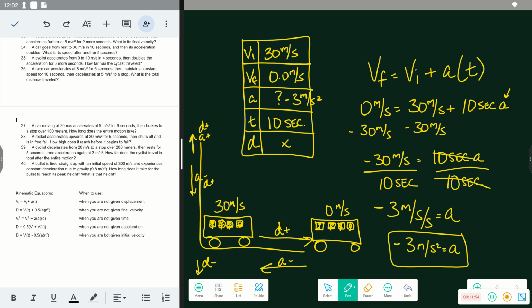No, I was going to ask, in the first problem, we multiplied A by 5. Why didn't we do that for this one? We did. We did 10. Oh, sorry, I didn't see that. That's all right.